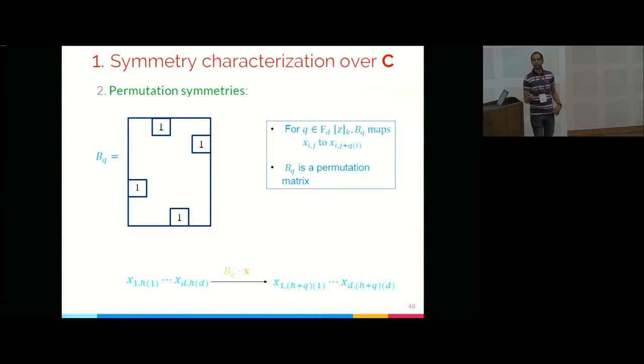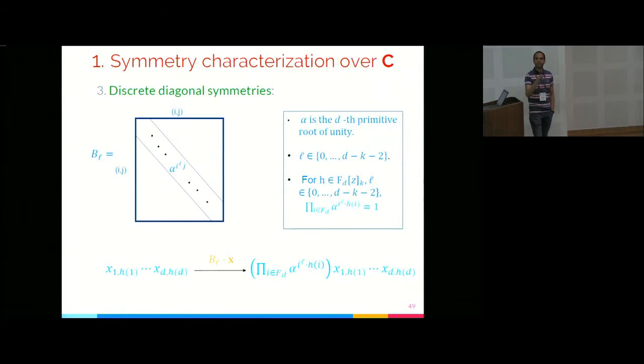Now let's again convince ourselves that this is a symmetry of the design polynomial. Pick the monomial corresponding to the univariate polynomial h, and when I multiply B_q to x, this monomial gets mapped to the monomial obtained from the univariate polynomial h plus q. Since h and q are both polynomials of degree at most k, this is again a monomial of the design polynomial. So this shows that B_q is again a symmetry of the design polynomial. And now let's come to the symmetries of the third kind. These are called discrete diagonal symmetries. Again, the matrices are diagonal, d square cross d square.